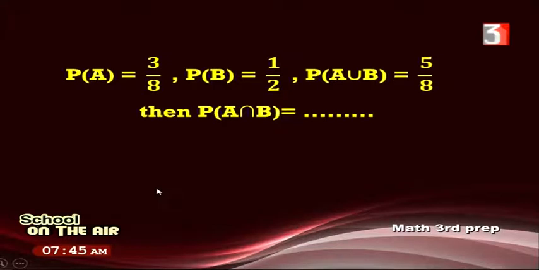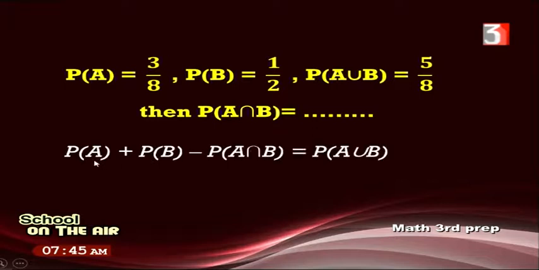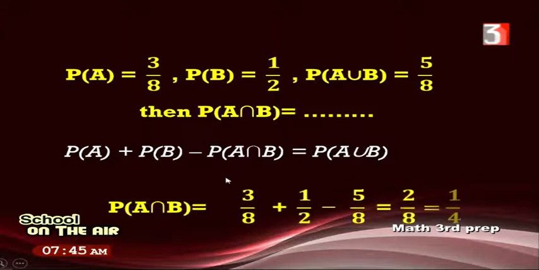If P of A equals 3 over 8, P of B equals 1/2, P of A union B equals 5 over 8, then P of A intersecting B equals? We know that P of A plus P of B minus P of A intersecting B equals P of A union B. By substituting, P of A intersecting B equals 3 over 8 plus 1 over 2 minus 5 over 8, equals 2 over 8, which is 1/4.